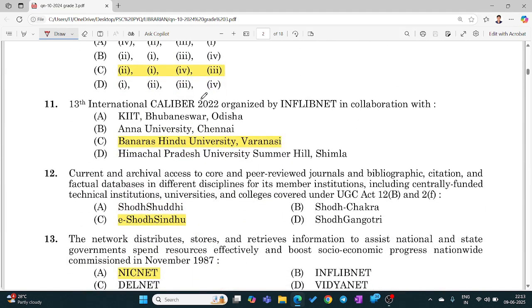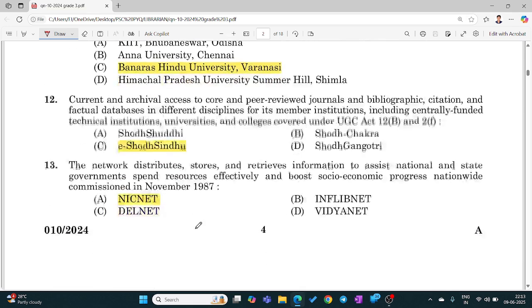13th International CALIBER 2022 was organized by INFLIBNET in collaboration with Banaras Hindu University, Varanasi. Current and archival access to core and peer-reviewed journals and bibliographic, citation and factual databases in different disciplines for its member institutions, including centrally funded technical institutions, universities, and colleges covered under UGC Act 12B and 2F, is called E-ShodhSindhu.